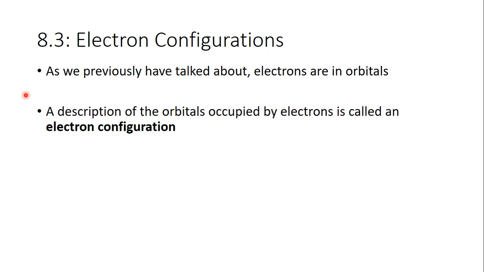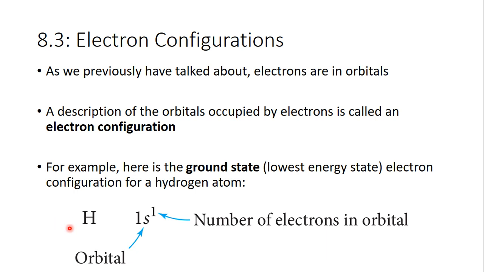In this video, we're going to look at electron configurations in atoms. And like we saw in the previous chapter, electrons are in these things called orbitals. That is, they're just in these shapes around the atoms. And if we want to talk about which electrons are in which orbitals for a specific atom, that's called electron configuration. So here we have hydrogen, one atom.